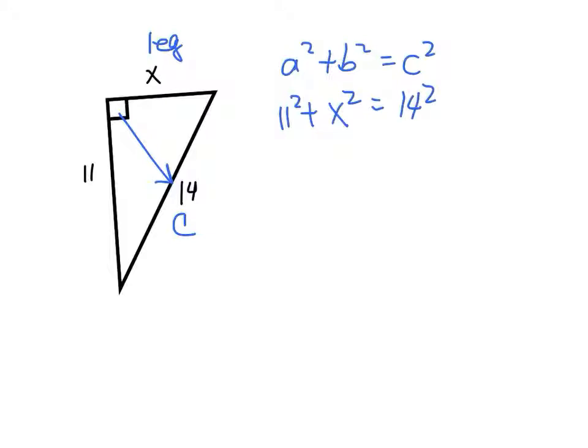So the key is the 14 has to be at the end, the c squared. So multiplying these, 11 times 11 is 121 plus x squared is equal to 14 times 14, which is 196.